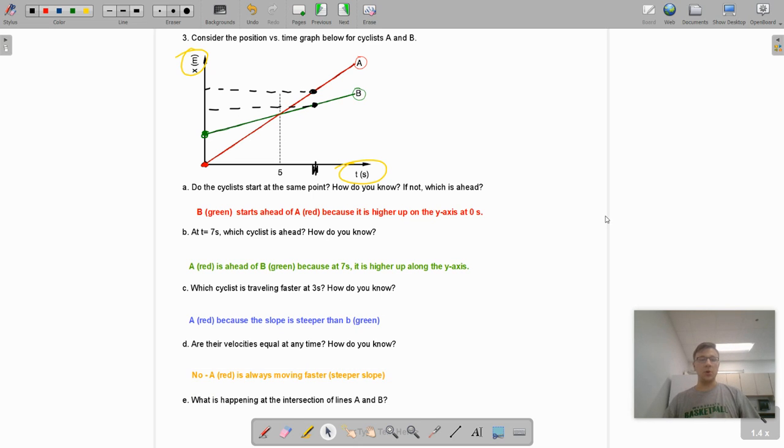Okay, so I put no, A is always moving faster, steeper slope. Okay, now let's talk about what actually is happening at that intersection of A and B.